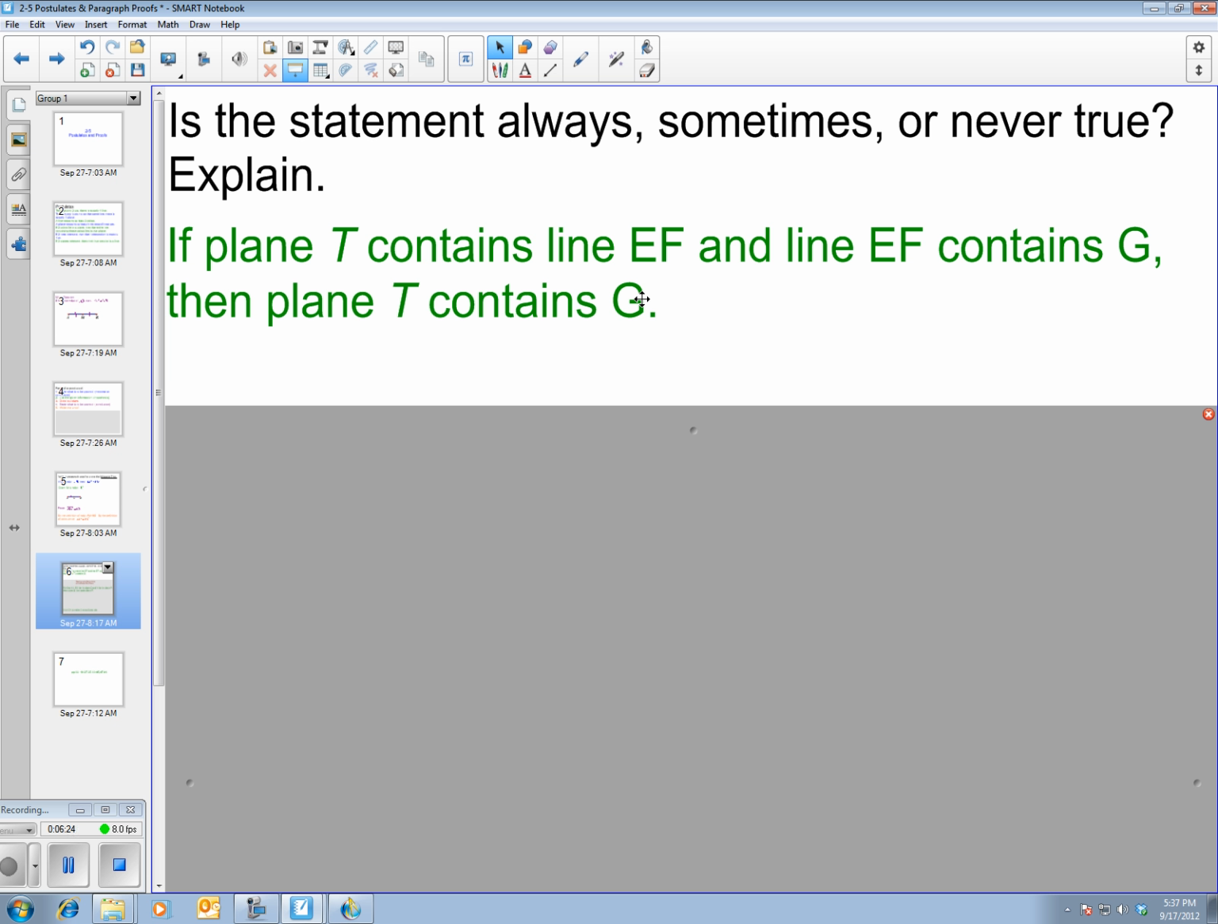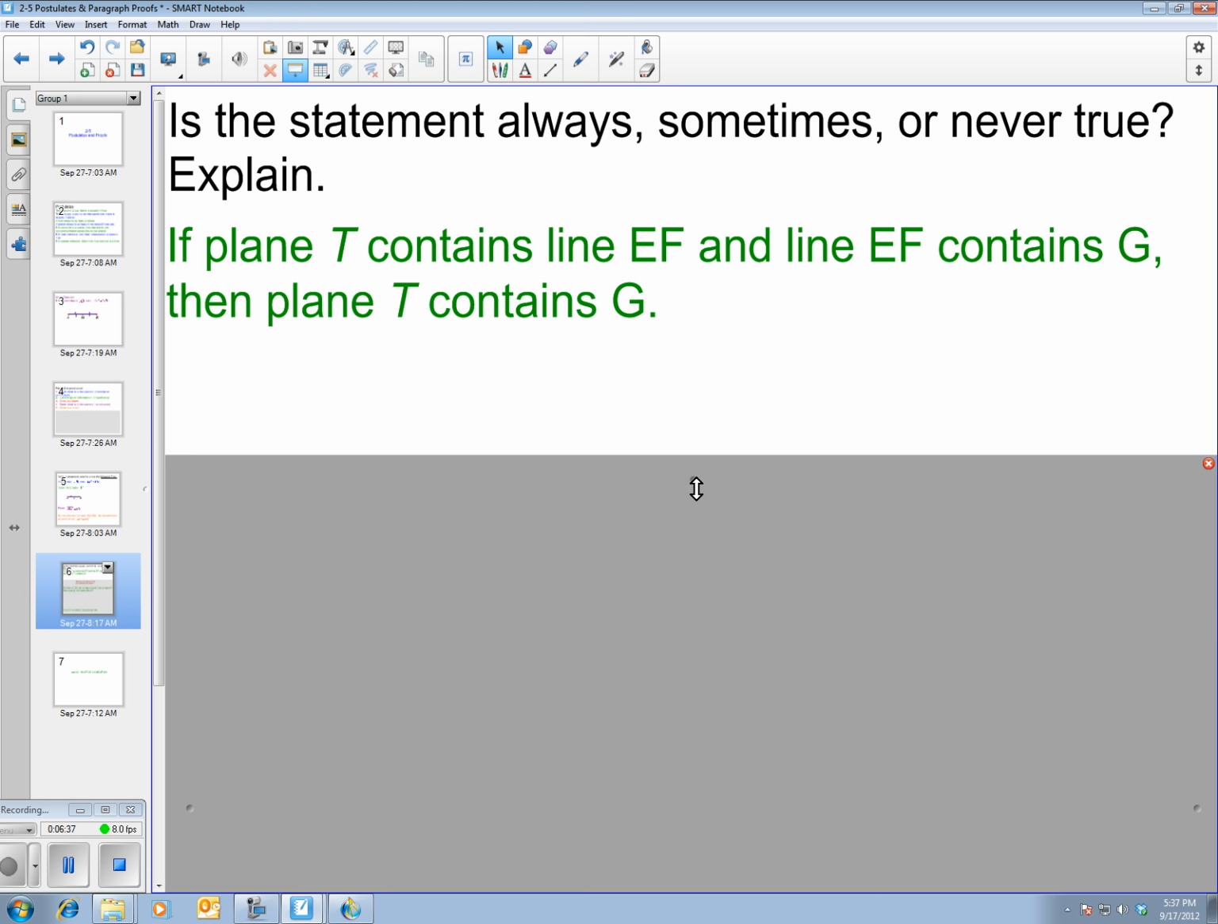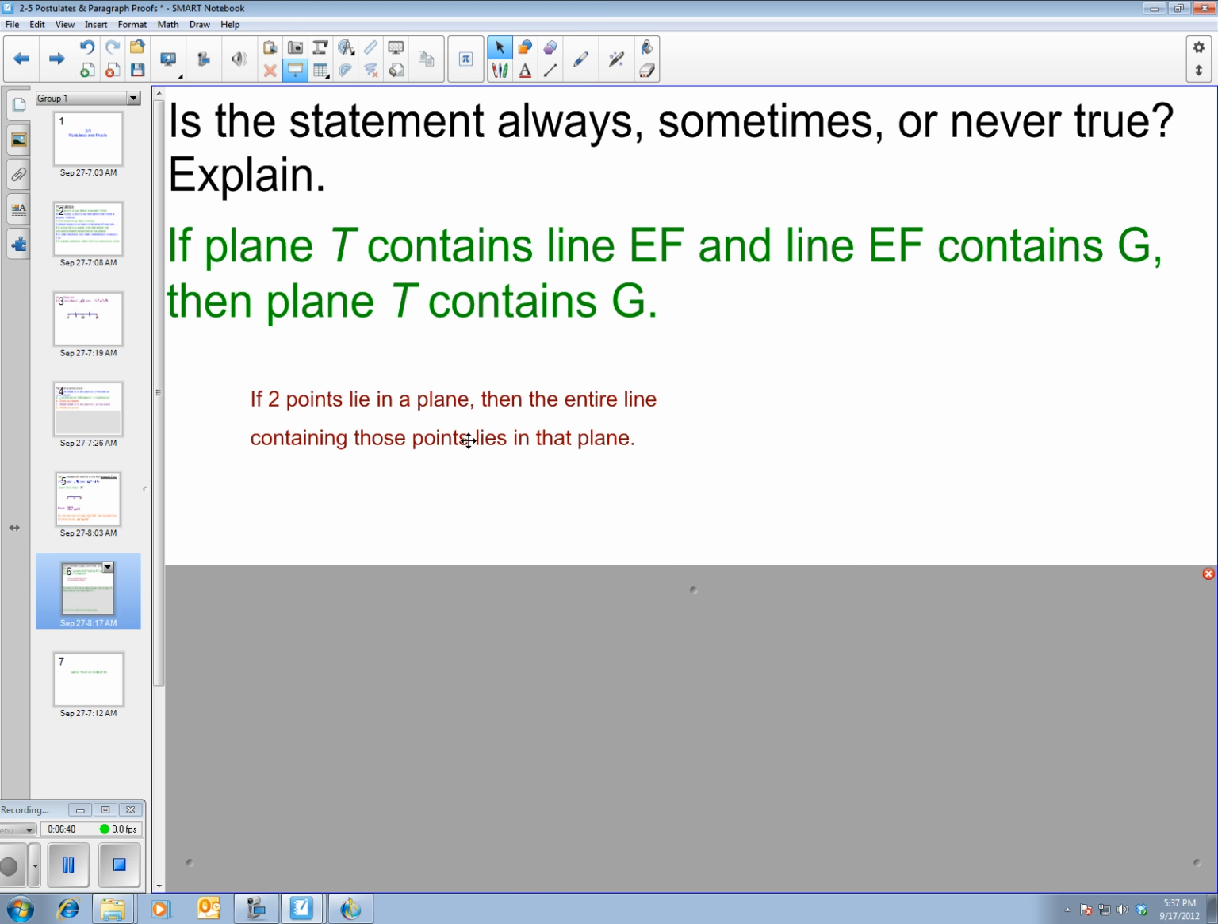All of that information was given to us, so all of it has to be true. Next, the conclusion we're going to draw is that plane T must also contain G. Well, there's absolutely no other way to draw it other than having the line and point G on the plane. The reason we know that is because of the postulate: if 2 points lie in a plane, then the entire line containing those points lies in that plane. So this is an always true. We always know that this is going to be true no matter what the situation is, because we're using the postulate that tells us it is always true.